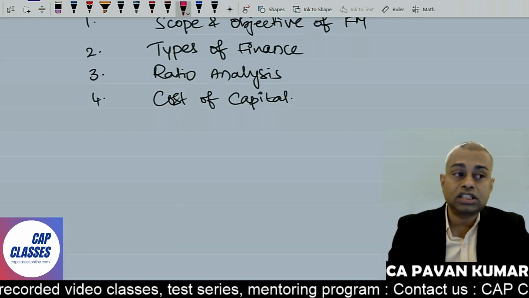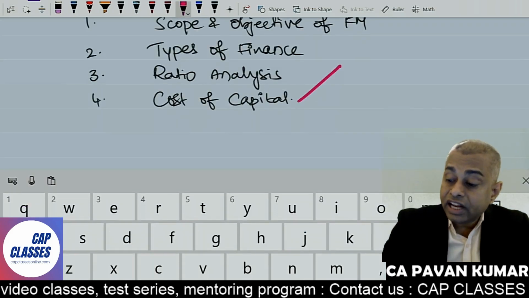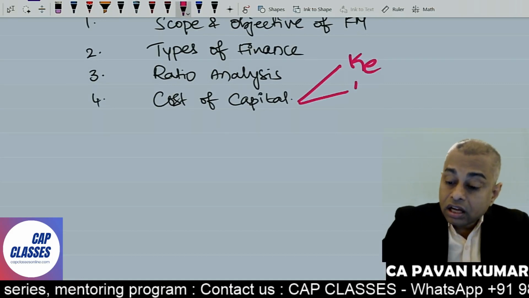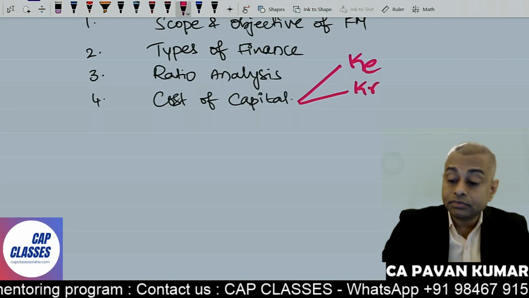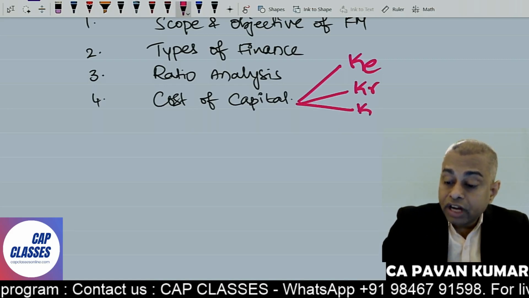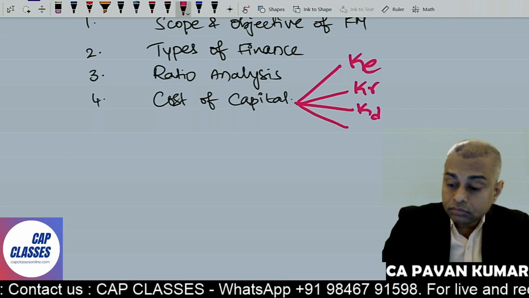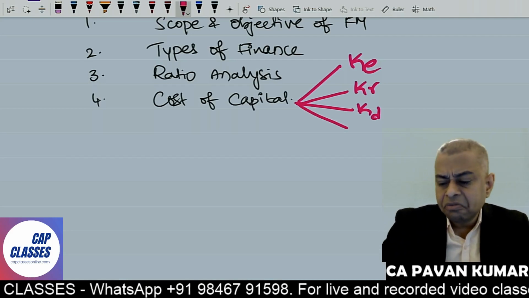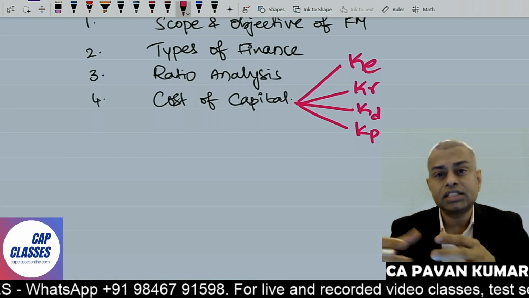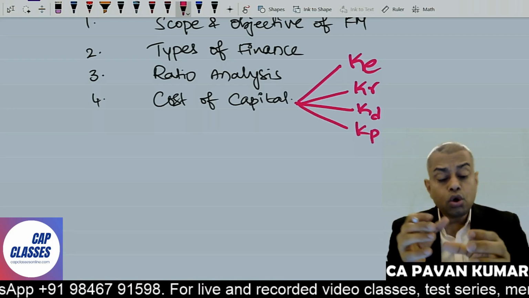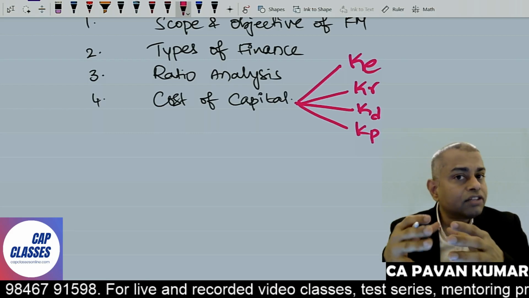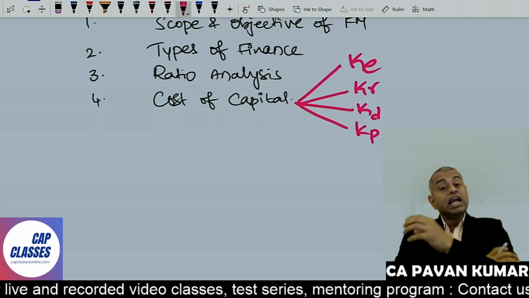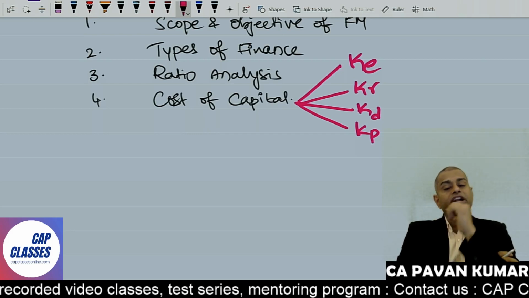Popularly, in cost of capital, we'll see cost of equity, K represents cost, E represents equity. Cost of retained earnings, cost of debentures, any other types of costs. Okay, cost of equity we calculate, and maybe I can write KP, cost of preference shares. So there are two types of cost basically. One is explicit cost, one is implicit cost, sometimes called opportunity cost.